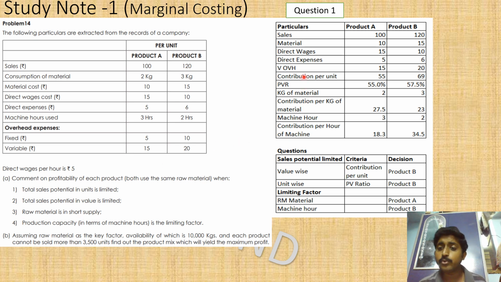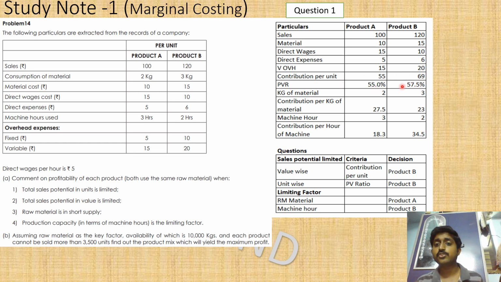So here I am going to put the marginal costing statement. Sales, yes, it is given in the question. Material is given, direct wages is given, direct expenses is given, variable overheads is given. We can reduce all these variable costs and you can find the contribution per unit. PV ratio is contribution divided by sales. Yes, PV ratio can also be found. So for total sales potential, if value wise, if you see contribution per unit, whichever is higher, that will be the best product. If you see, contribution per unit is higher for product B. It's 55 for A and 69 for B, it is higher for product B.